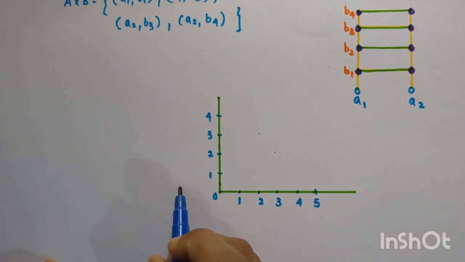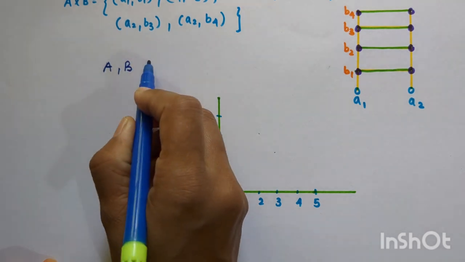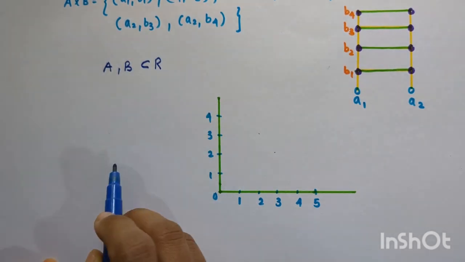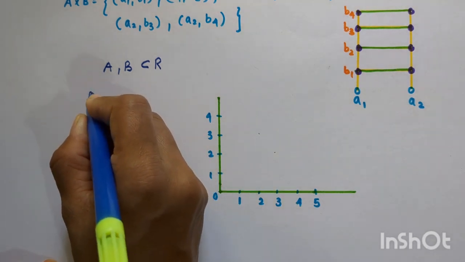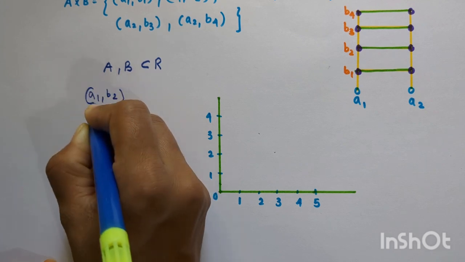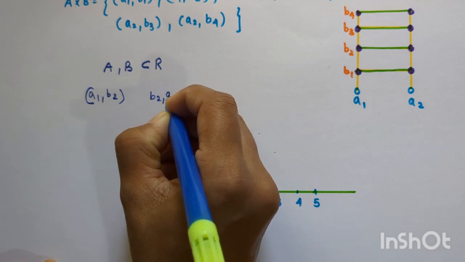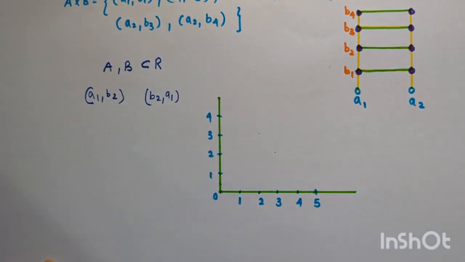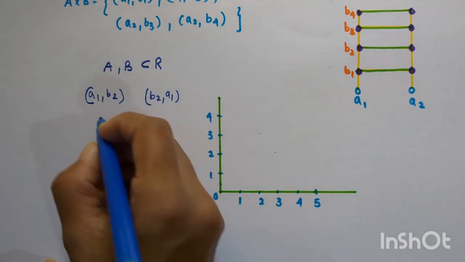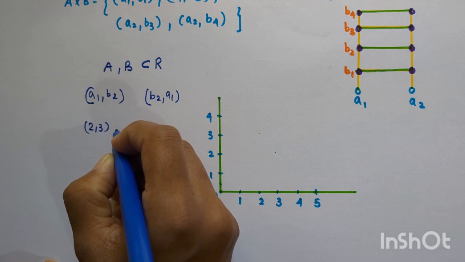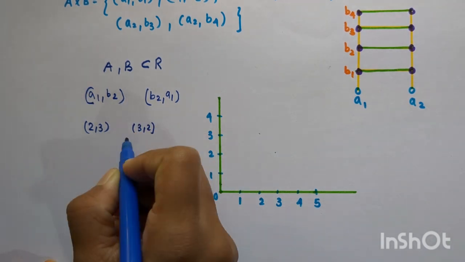Now you see, if set A and set B are subsets of the real numbers, then it is obvious that the point in the position (a1, b2) will be distinct from the point in the position (b2, a1). That is, these two ordered pairs are not the same. If you consider the position of the point (2, 3) and the position of the point (3, 2), these two positions are different.